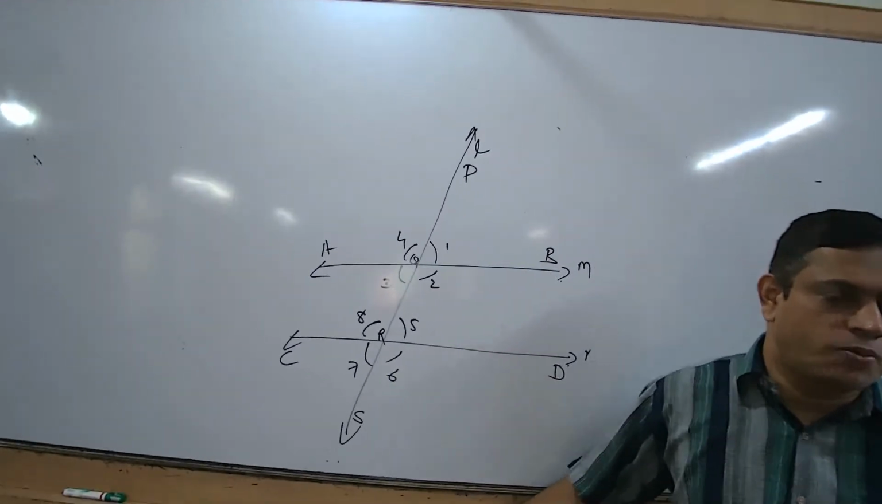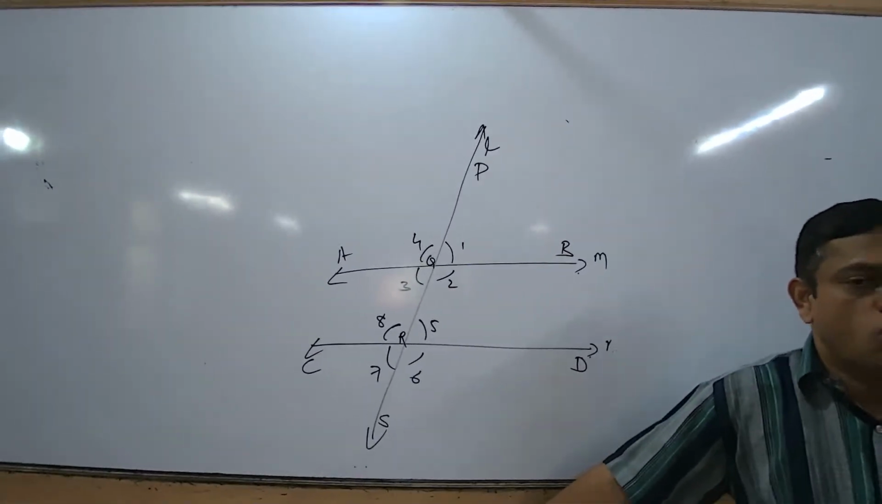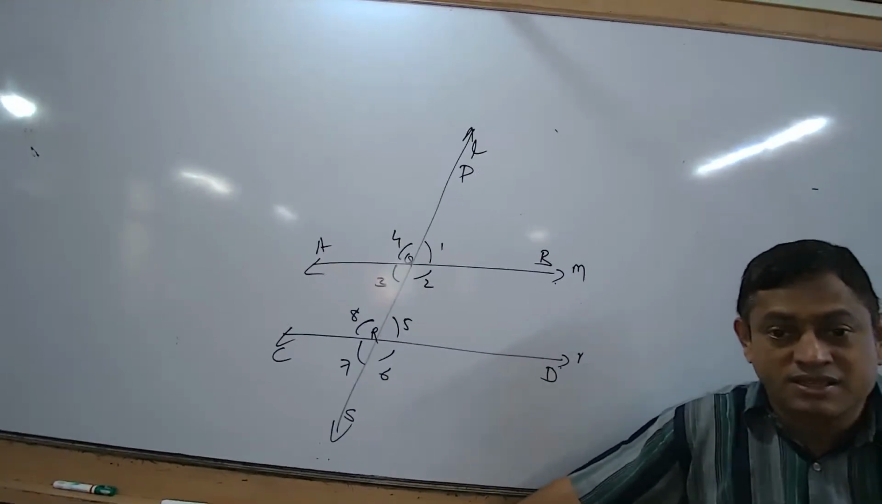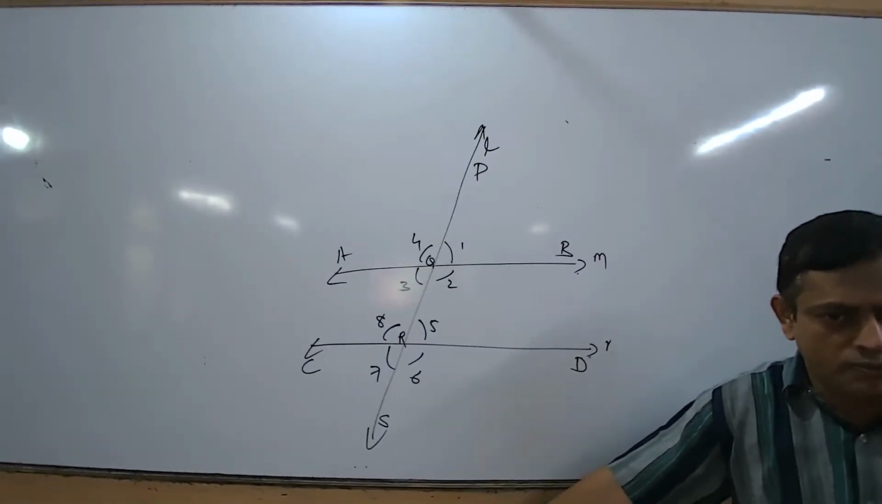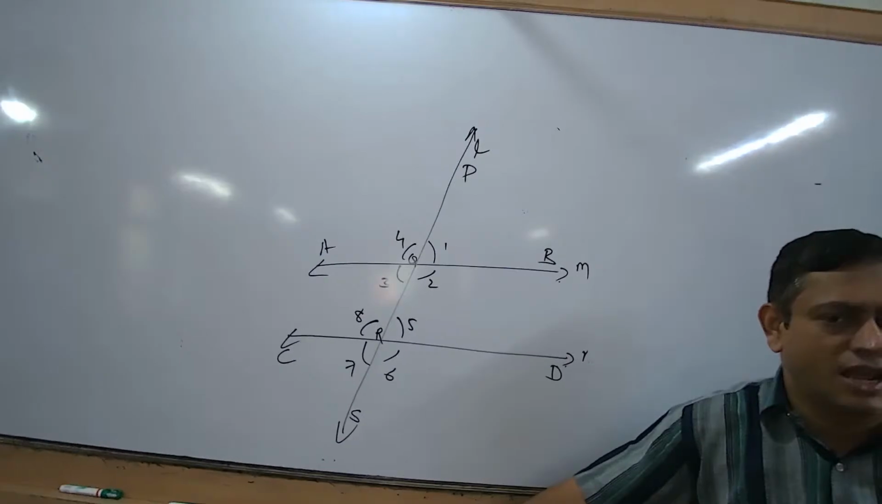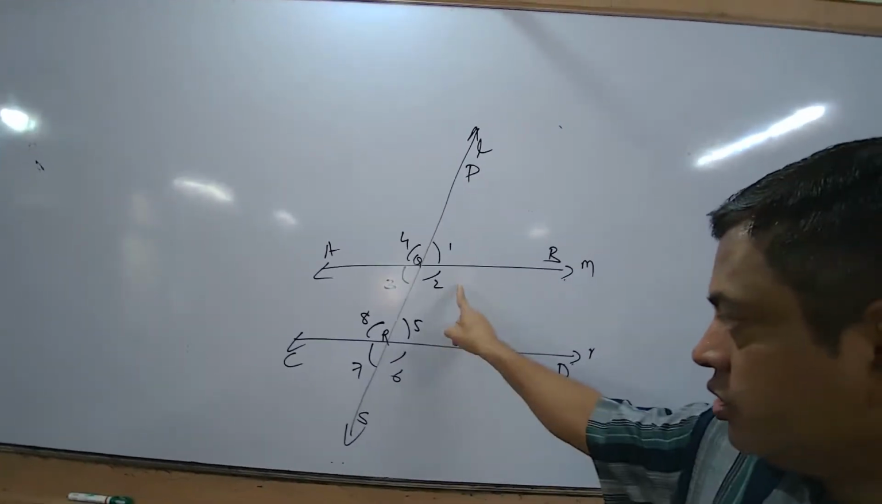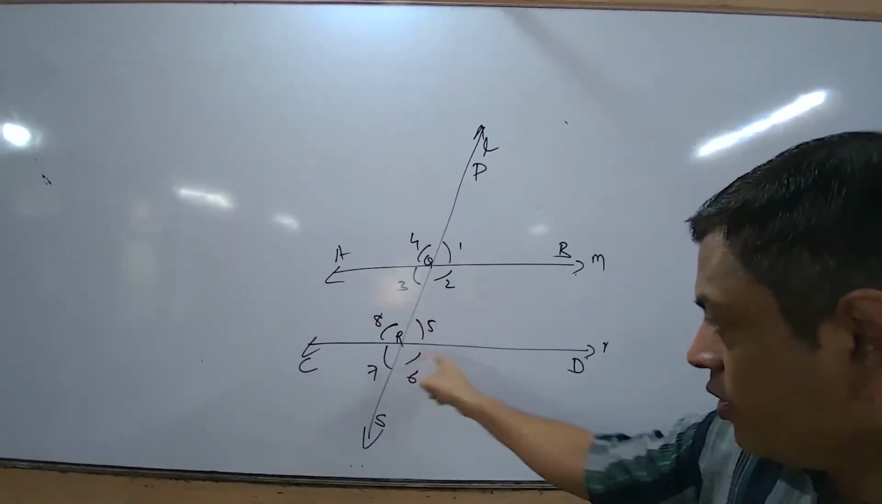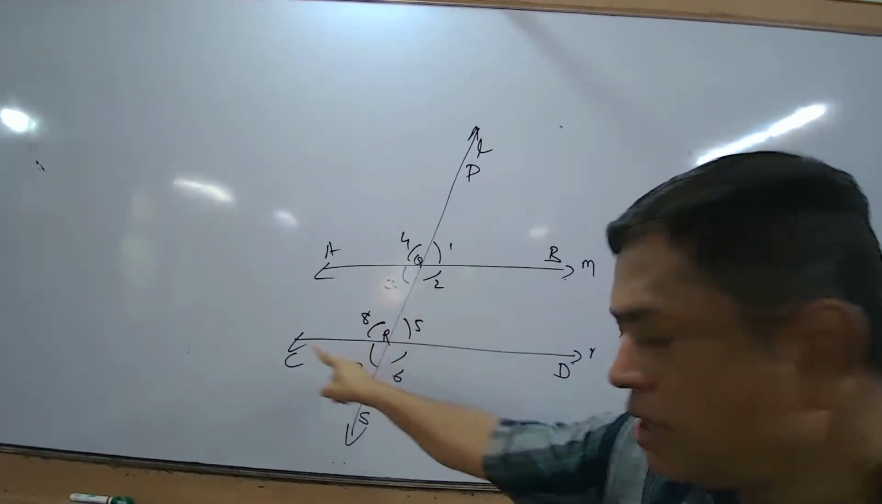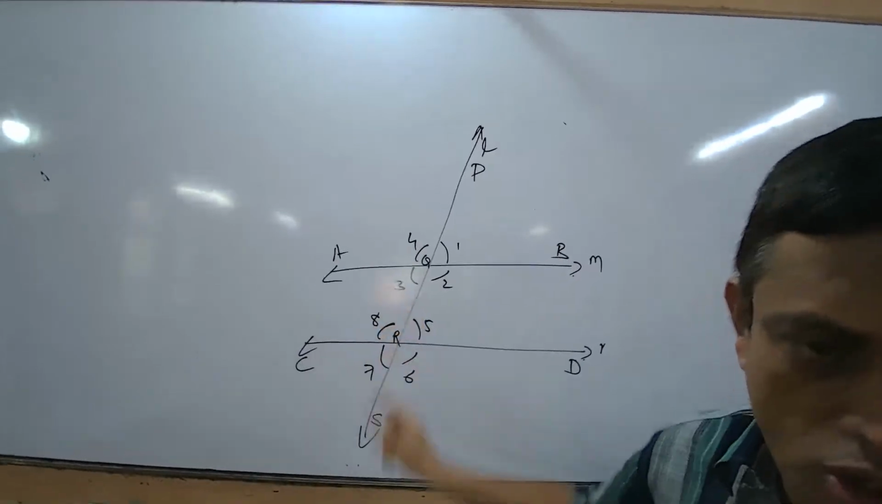And what is the property of the co-interior angles? Co-interior angles are supplementary, they add up to 180 degrees when the lines are parallel. Understood all of you? So, look now, 2 and 5, 3 and 8, they are called co-interior angles.